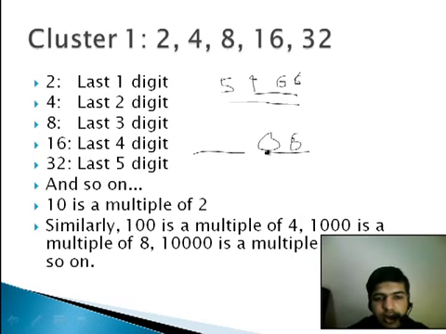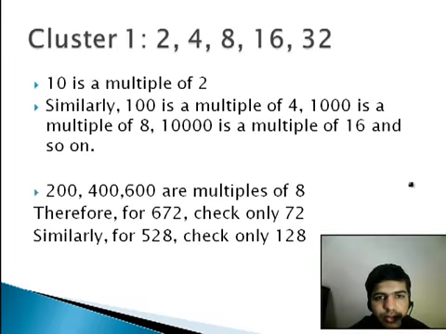Similarly, for 8 also, we see the last 3 digits, because 1000 is a multiple of 8. See, I have mentioned over here, 100 is a multiple of 4, 1000 is a multiple of 8.